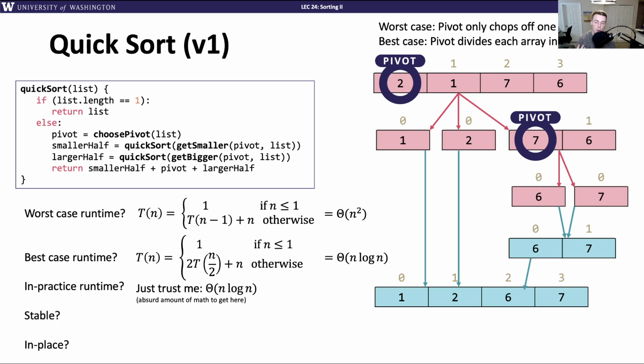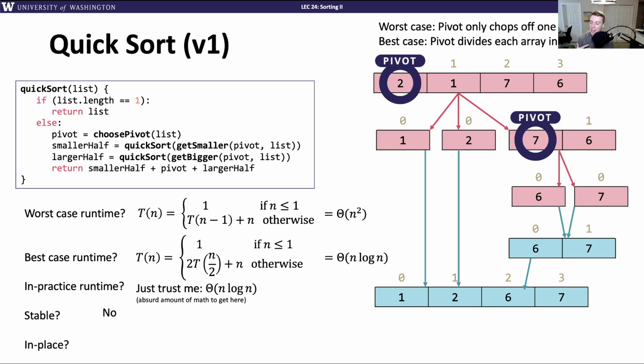Now, unfortunately for QuickSort, it's not going to be stable. Because we're doing this pivot strategy where we move things far away from where they started, it's really hard to maintain that stability property. So we're not going to see stability when it comes to QuickSort.